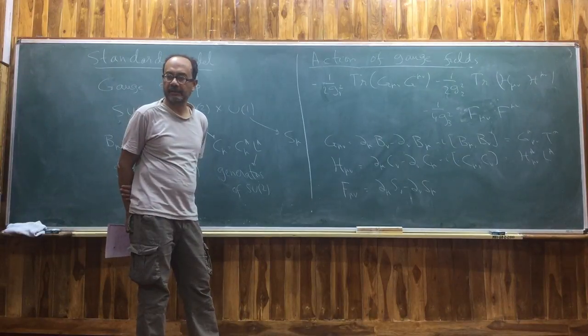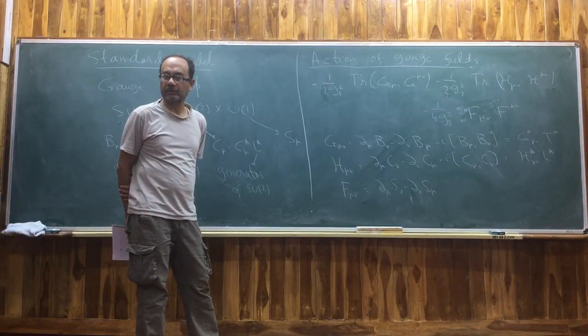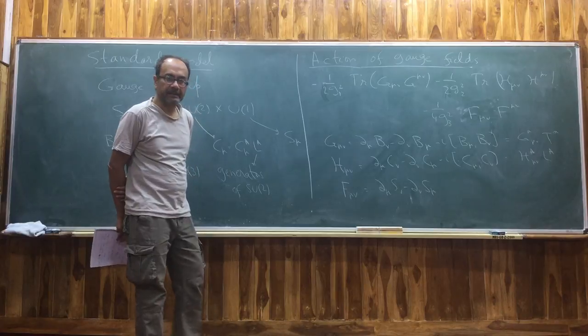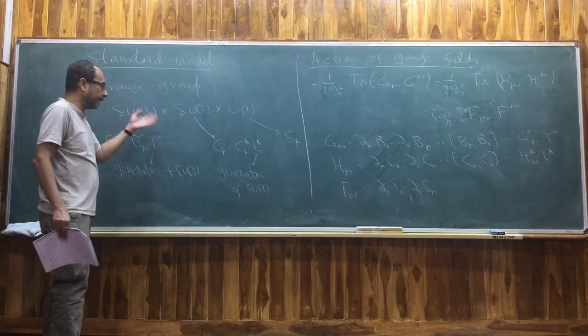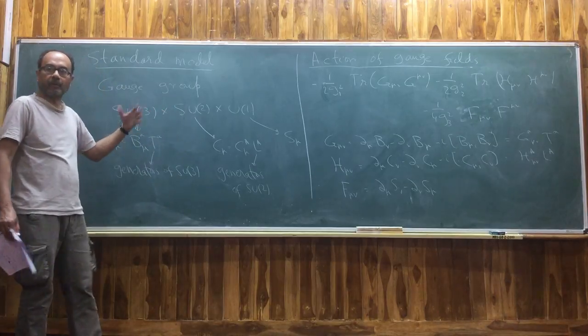Is this clear so far? Okay, so these are the three kinds of gauge fields. Now, of course, you could write down any other gauge theory. I'm writing it down because this is what the standard model is based on.